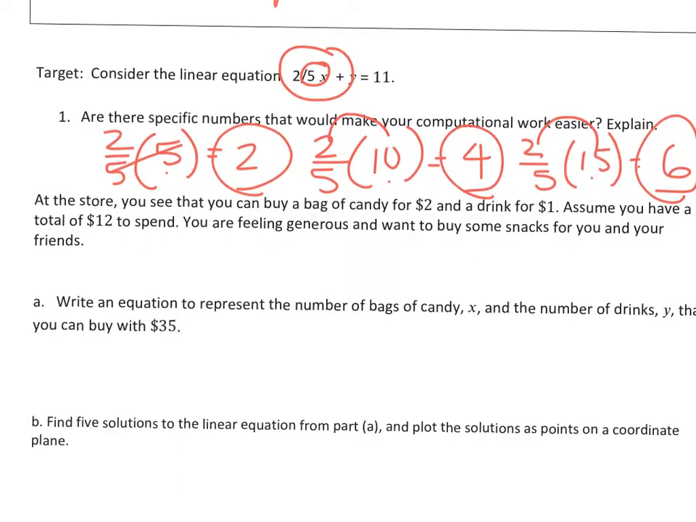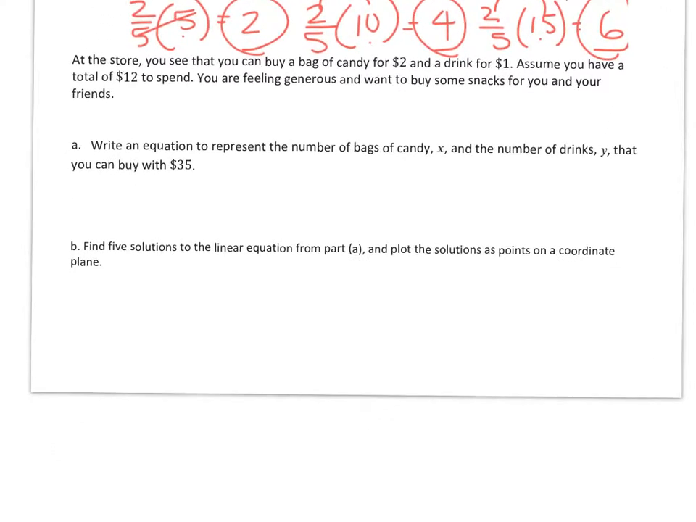Okay, let's see if we can start from the word problem. At the store, you can buy a bag of candy for $2 and a drink for $1. So $2 for the bag of candy and the drink for $1. You have a total of $12 to spend. There's my equation. Oh, and I should have written it right here. And I made a mistake. That should say 12. My fault. Okay, we have to find 5 solutions.